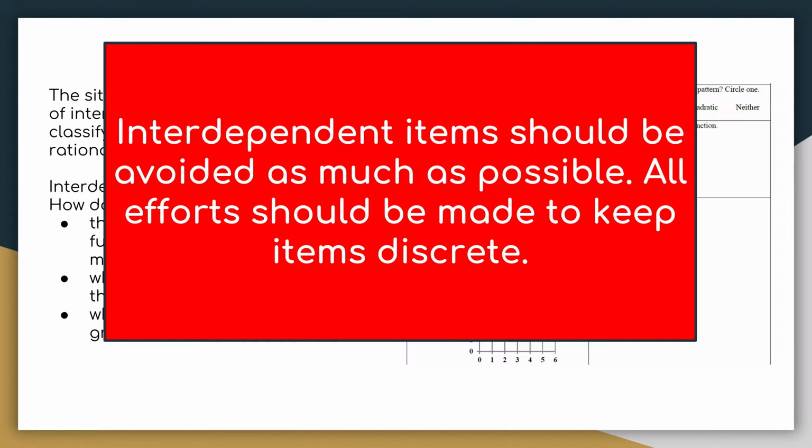Because when you have these discrepant pieces of information on an interdependent item, it becomes difficult to know what students actually know. When they got one part right and one part wrong and they do not match, which is the better representation of student knowledge? We just don't know with the limited items that we may have on that particular assessment. And so again, interdependent items should be avoided as much as possible.